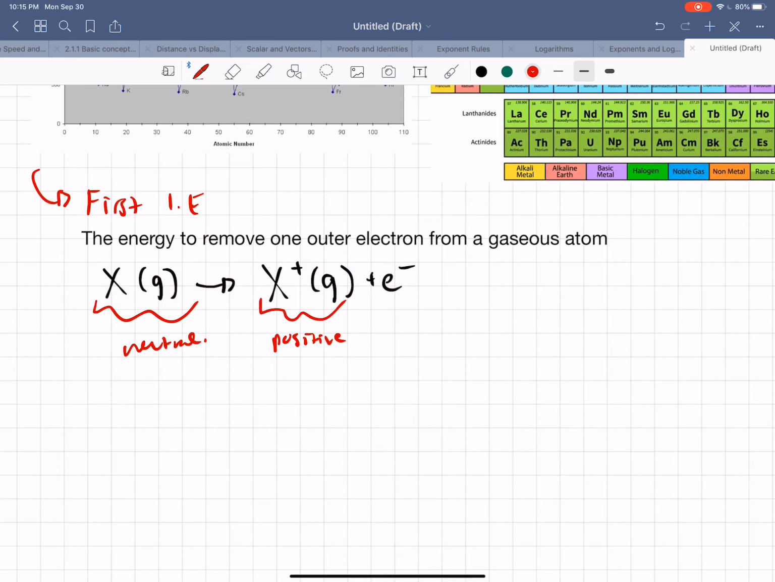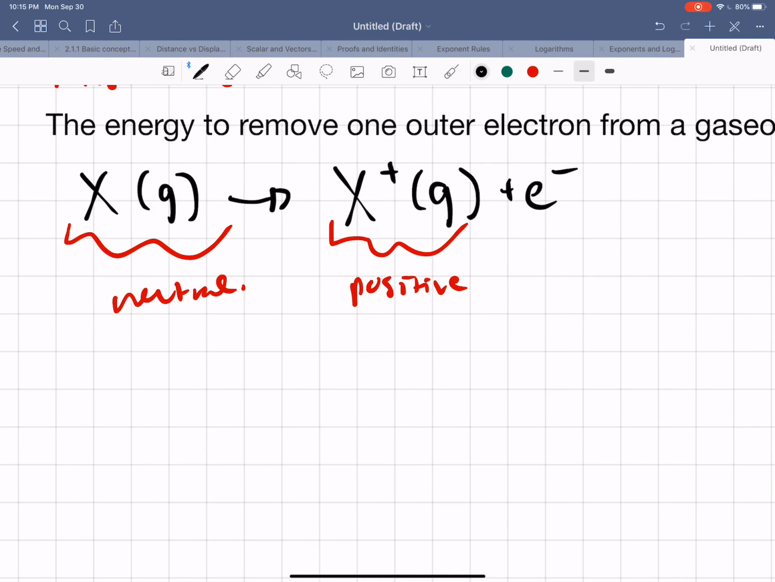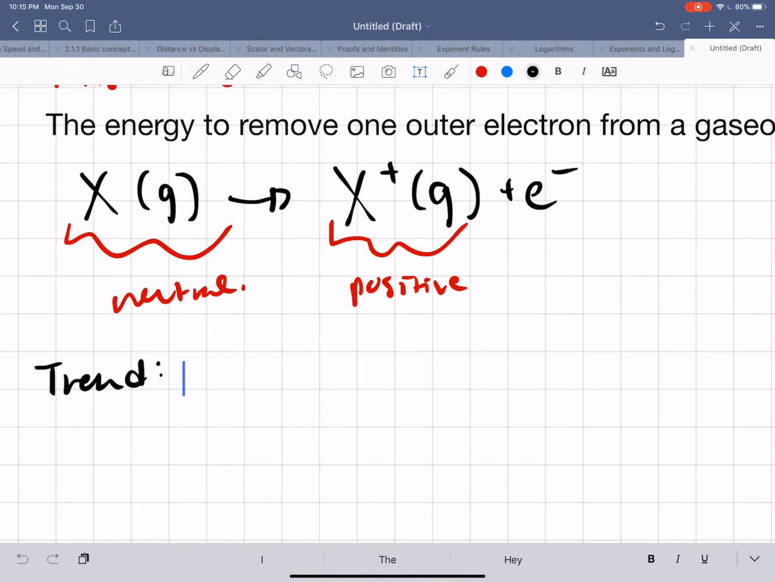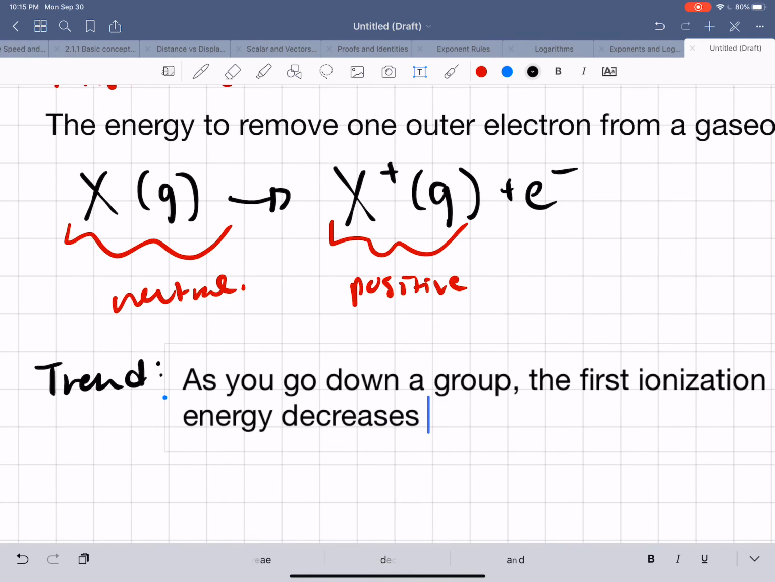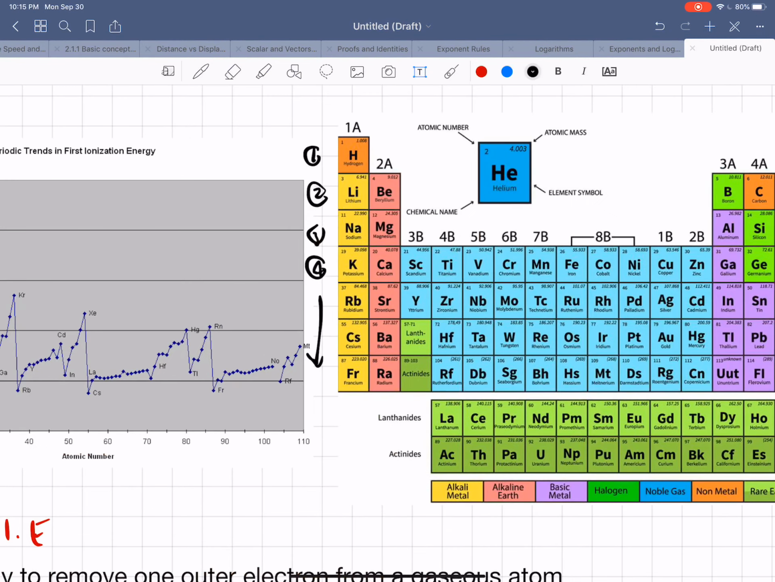So this is kind of how the IB likes to denote first ionization energies. And the trend here, the periodicity, you will learn about this later, but the trend is as you go down a group, the first ionization energy decreases. So let's take a look at that. What happens as we go down a group?